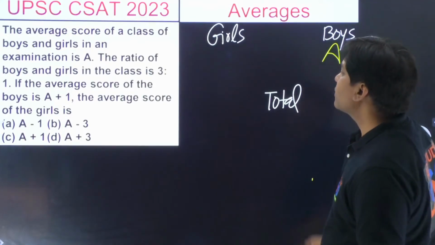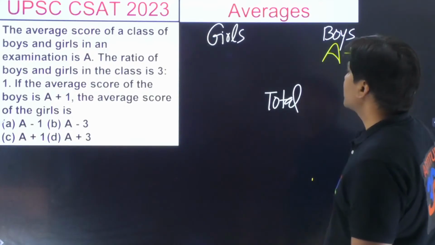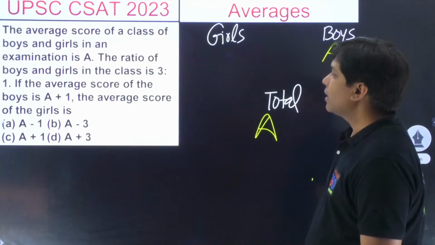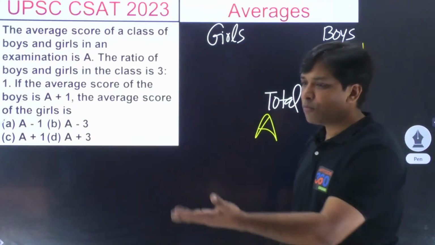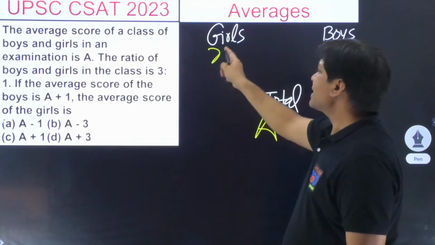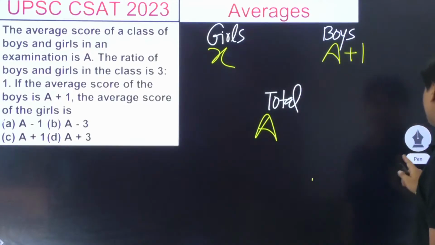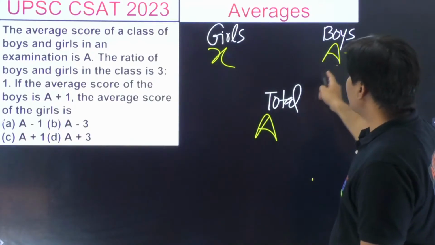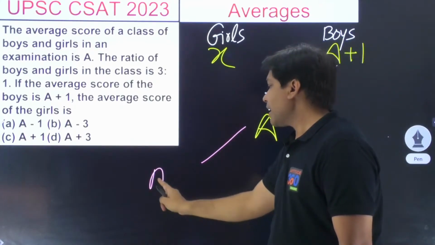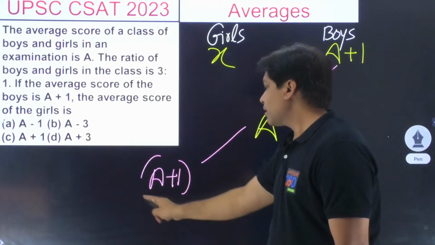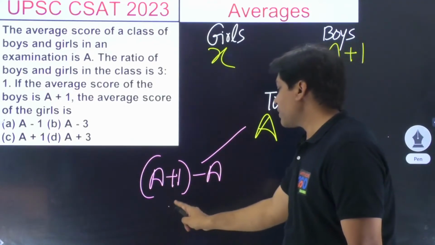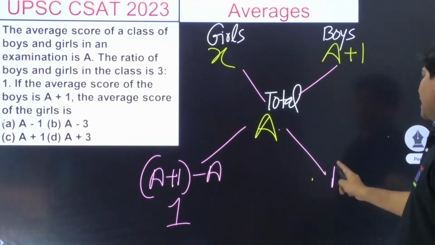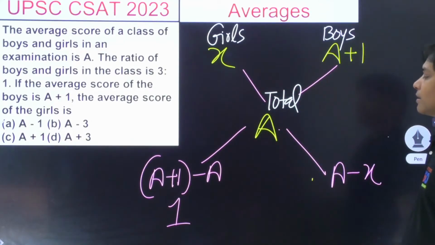Average age of boys is a plus 1, average age of class is a, यही है ना भाई? ओ मुस्कान इज गेटिंग द आंसर। मान लो ये x है यार, क्या फर्क पड़ता है? और अगर ऐसा हुआ, how do you write this? This is a plus 1 minus a, which is coming out as 1. And what is this value? This value will be a minus x.